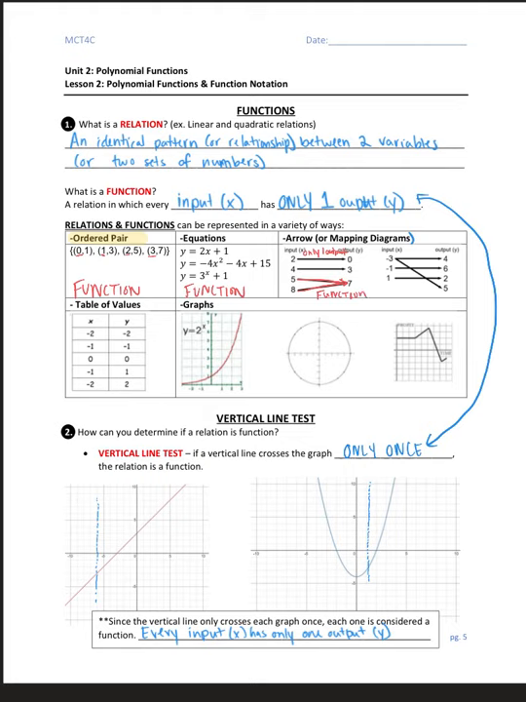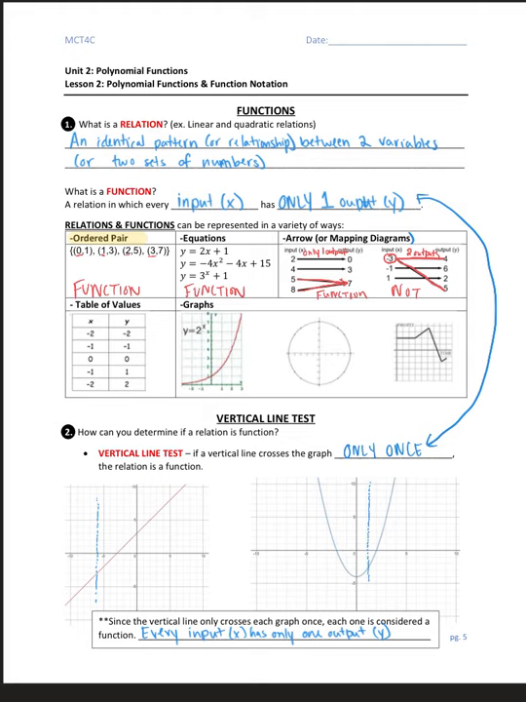Now we'll look at this next one. This next one is where the problem kind of lies. Here's my input, and now this input has two outputs. It has two y's, not only one, so we would say that this is not a function. All right, and we could look at our table of values as well.